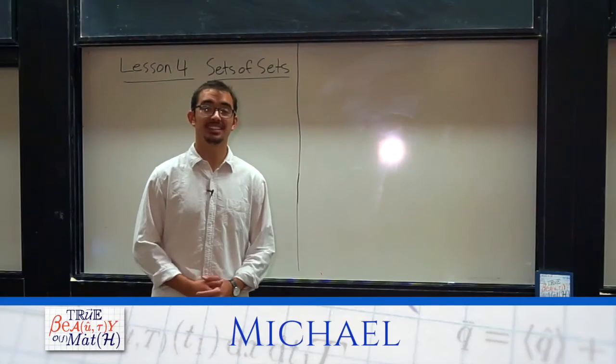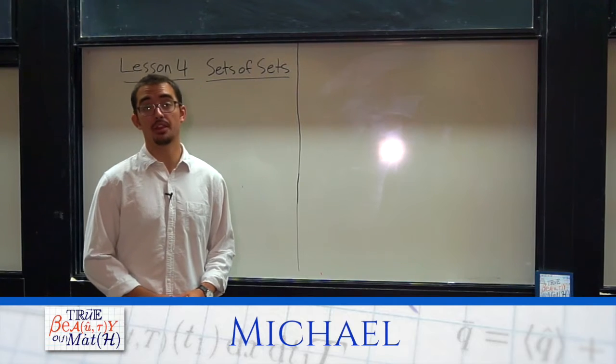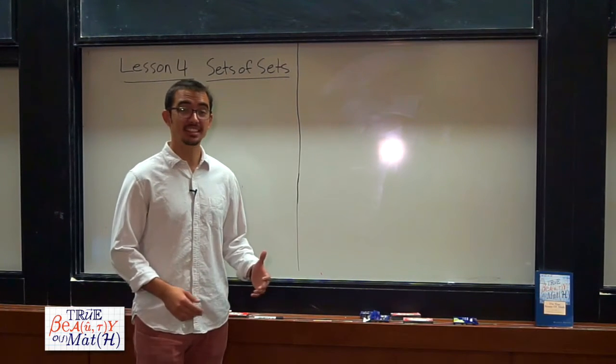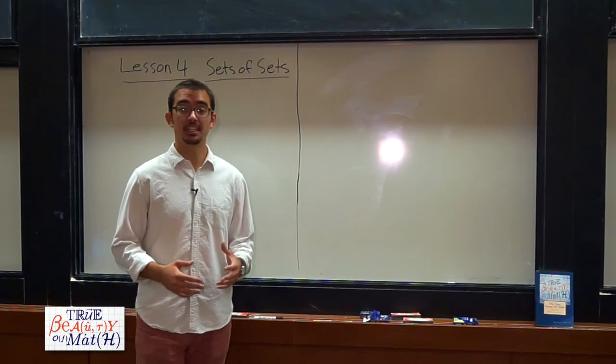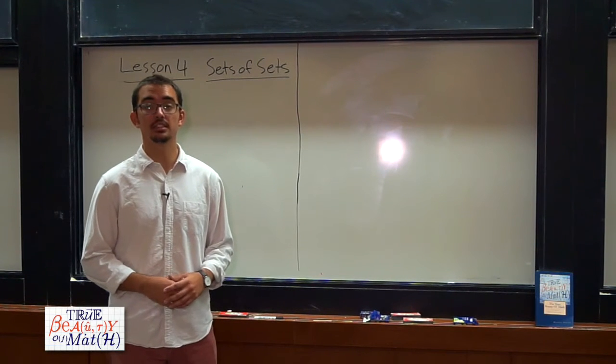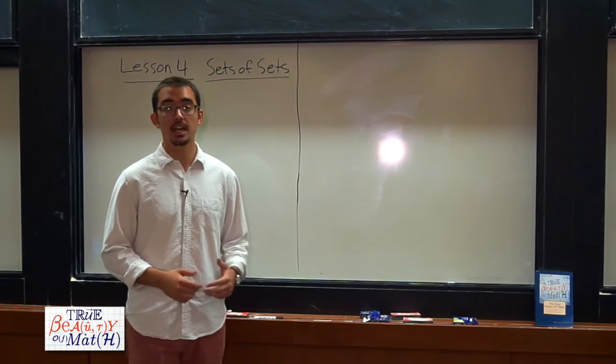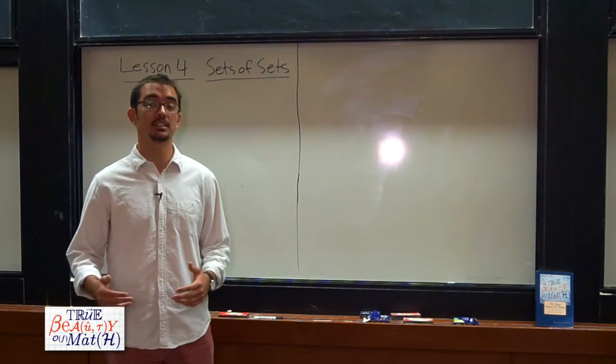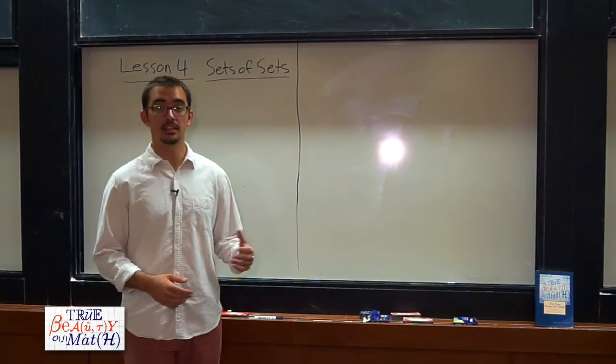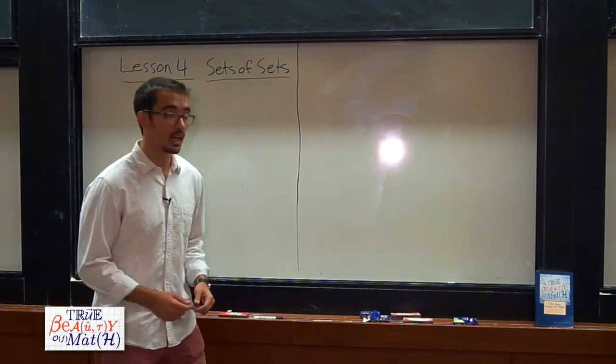Hey guys, welcome to lesson 4 of the True Beauty of Math. In this lesson we're going to talk about sets of sets, which is necessary mental machinery that we're going to need to start talking about the logical paradox that we're going to uncover in the next lesson, and also to start talking about the different kinds of infinities that we're going to see in the lessons afterwards. So let's dive right in.